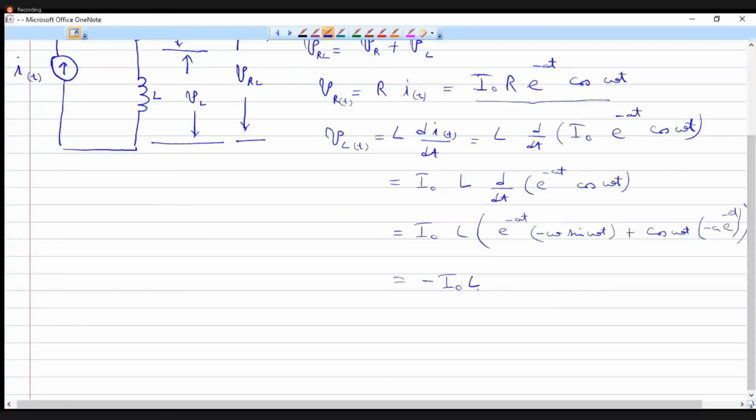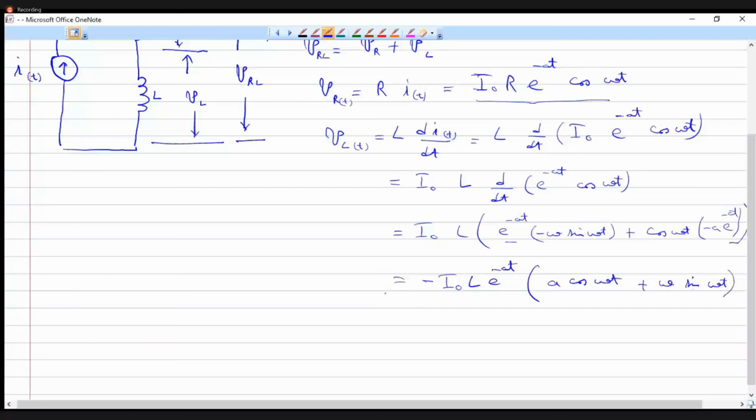So minus I naught L e power minus at you can pull out. There is one e power minus at here and here. And what remains is, you multiply cos omega t with a, so we have a cos omega t plus omega sin omega t.